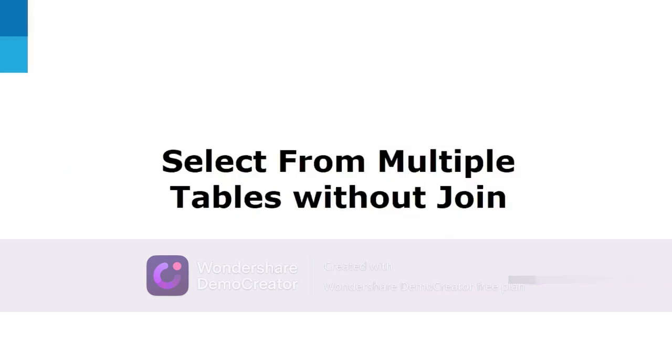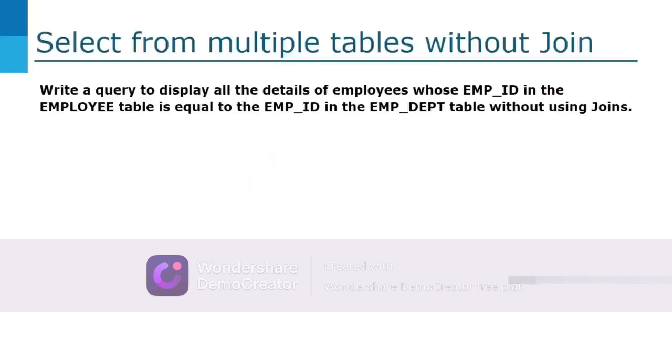Now we are in our next topic, which is select from multiple tables without join. Now this is very easy. We don't have to use the join keyword. Without join, we have to select from multiple tables. This we have already seen, but let's see it once more.